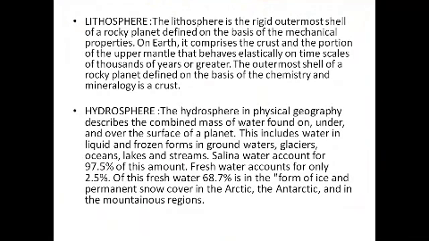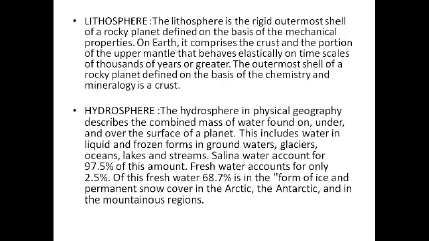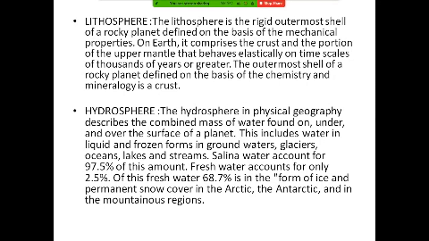The outermost shell of a rocky planet defined on the basis of chemistry and mineralogy is the crust. So we learned about the different minerals which we learn in chemistry. So this hard structure which is present on the earth's surface, a rigid outermost shell present in the crust and upper mantle, all together is called the lithosphere.